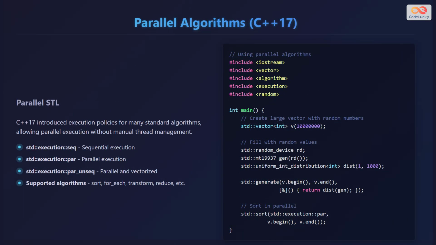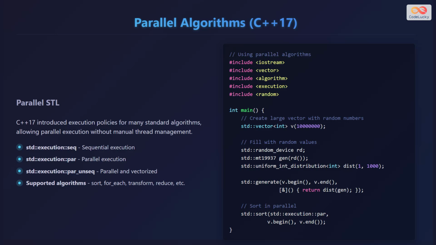C++17 introduced execution policies for many standard algorithms, allowing parallel execution without manual thread management. std::execution::seq specifies sequential execution, while std::execution::par enables parallel execution. std::execution::par_unseq allows parallel and vectorized execution. Algorithms like sort, for_each, transform, and reduce support these execution policies. Here's how we can use parallel algorithms.